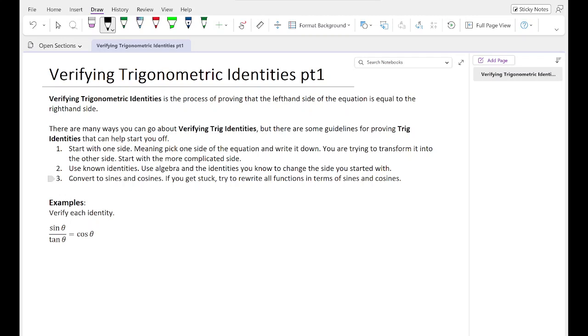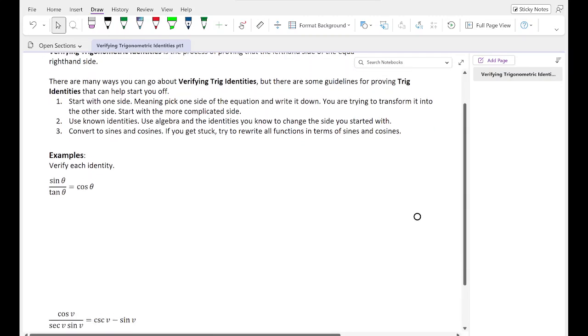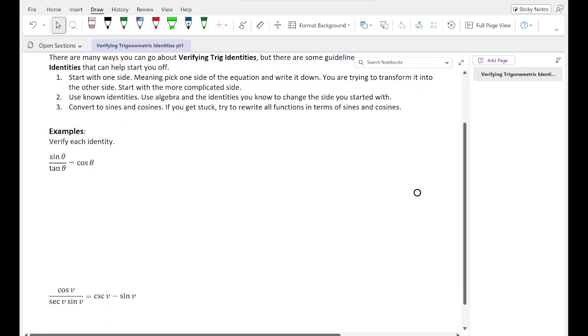And third, and probably the most important, convert to sines and cosines. If you get stuck, try to rewrite all functions in terms of sines and cosines. I like to start off normally with sines and cosines, but you can do whatever you feel is the best path. Just remember, there's not one path to succeeding or proving it or verifying it. There are multiple paths. So let's start off with a nice, easy example.